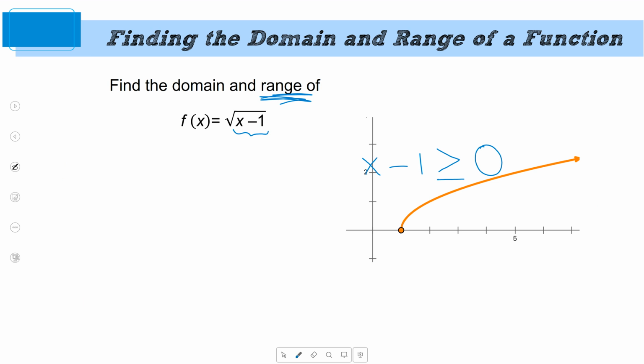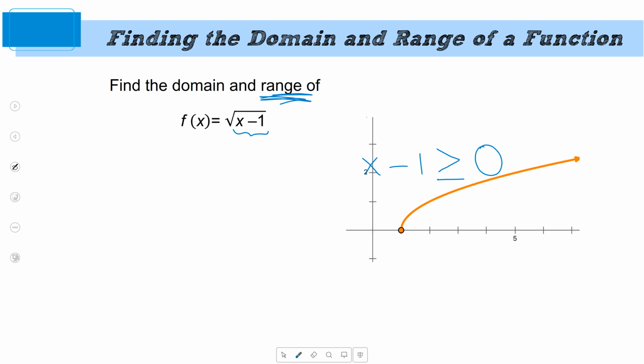I'm pretty good at graphing and visualizing what graphs look like, so I understand that that is the mother function of a square root graph shifted 1 unit to the right. And therefore, that tells me not only what the domain is, greater than or equal to 1, but it also tells me what the range is, 0 to infinity.